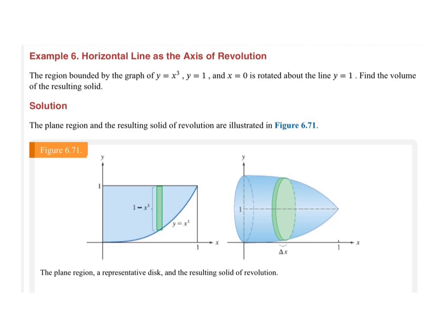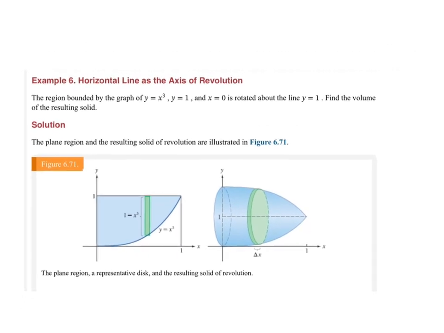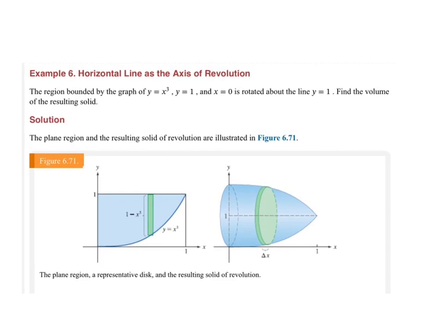It's gradient. Yeah. All right, so example 6, it says the region bounded by the graph of y equals x cubed, y equals 1, so we've got a top, y equals 1, and x equals 0 is rotated about the line y equals 1. Find the volume. Okay, so now be careful here.